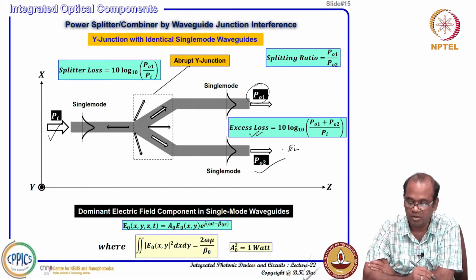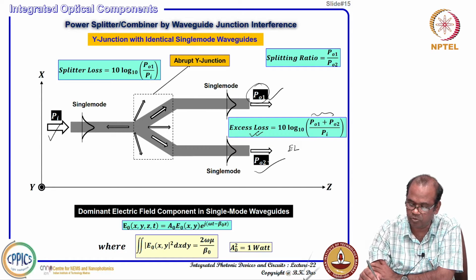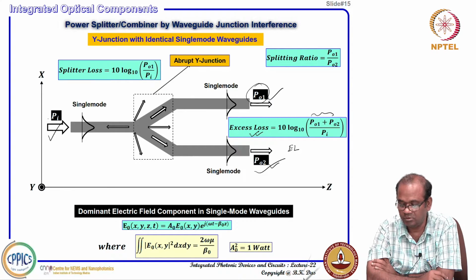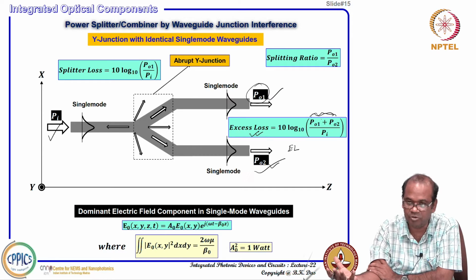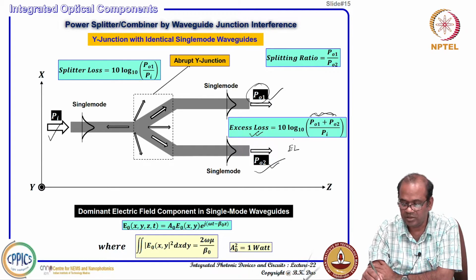Excess loss is, whatever power you are extracting at port 1 and port 2, you sum them and take a ratio with the input and take 10 log 10 of that. So, this is the total power you are availing at both output ports, and you are taking a ratio with the input power, that is called excess loss in dB.